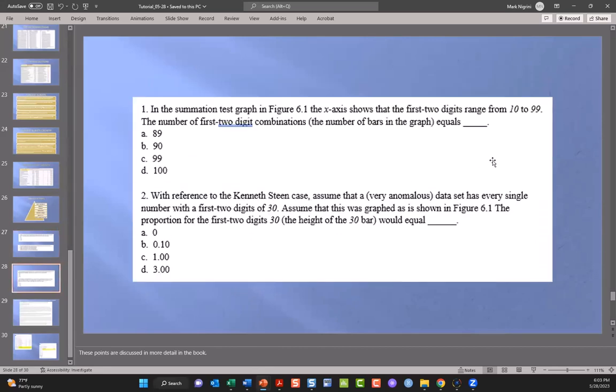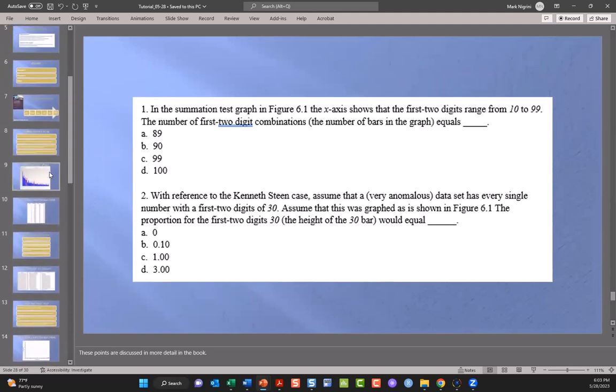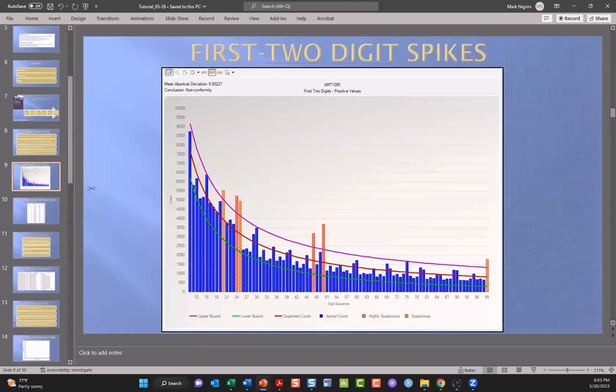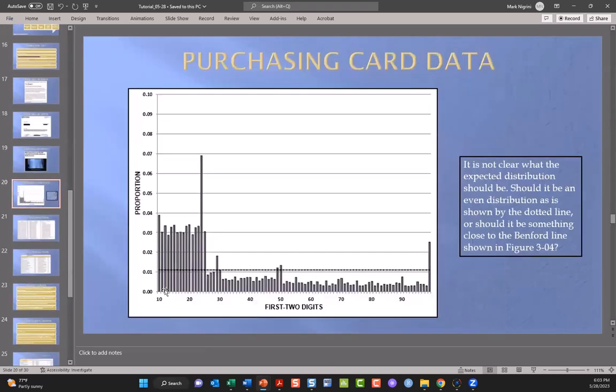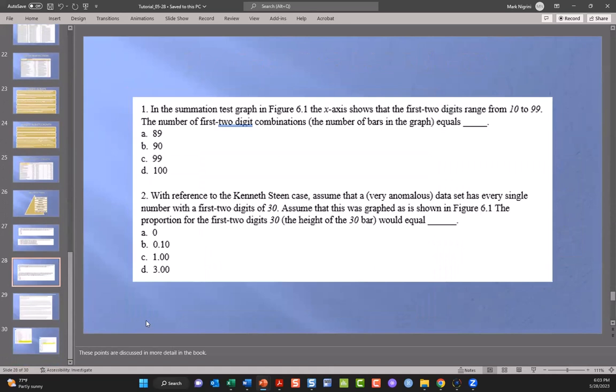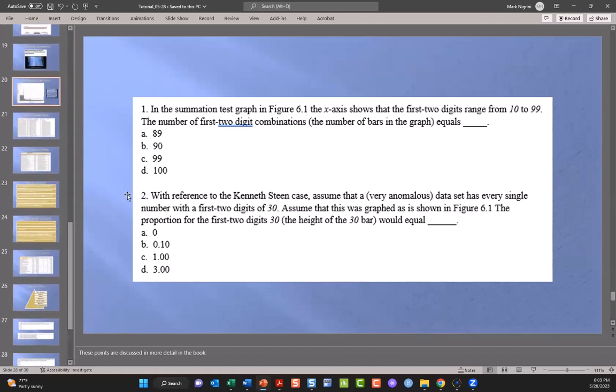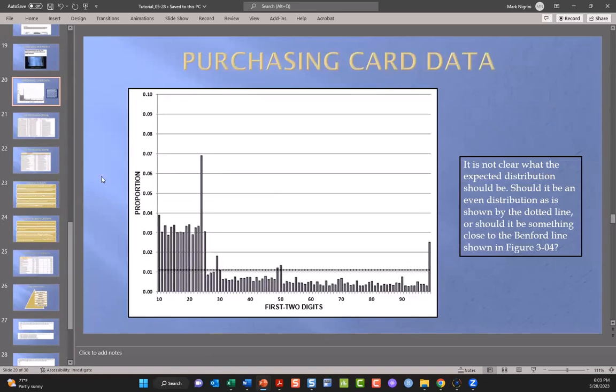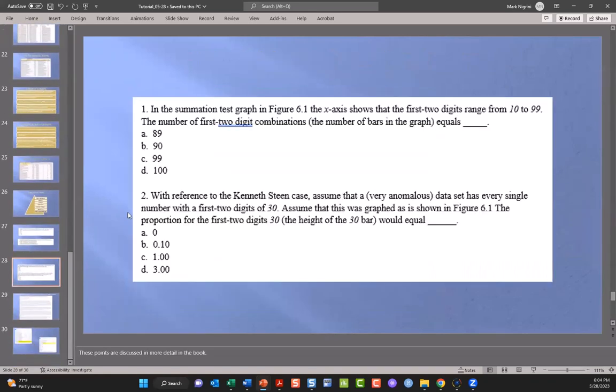Test 3B. Now we've seen this before, and we had a question asking you how many combinations in the first 2-digit graph. And now I'm asking you how many combinations in this summation graph. Making the answer for number 1 the same answer as before, 90. They start at 10 and go to 99. There are again 90 combinations.